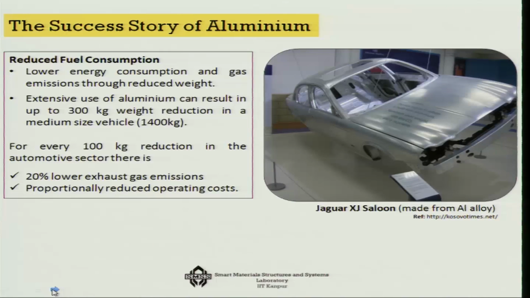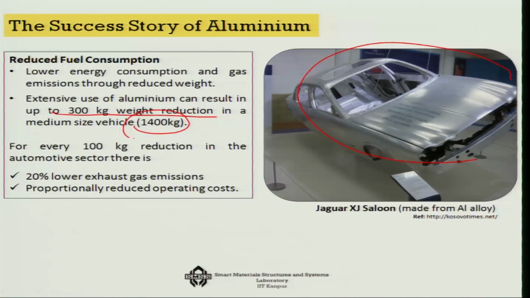Now, aluminum, one of the very important reasons why it became very popular is fuel consumption. There was a fuel crisis at one point of time and also huge pollution. In order to reduce that in Europe, they had to come up with transport solutions based on lighter materials. And there it was found that if you can replace the car body by aluminum, you can save something like 300 kg weight reduction in a medium size vehicle of about 1400 kg.